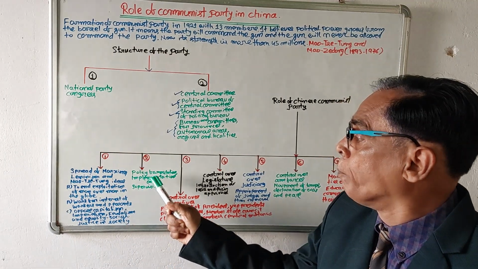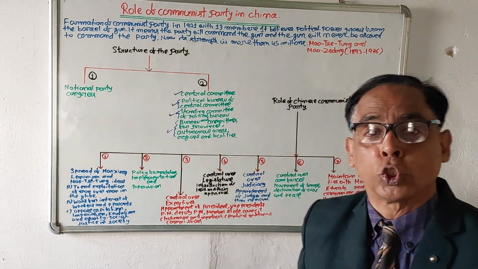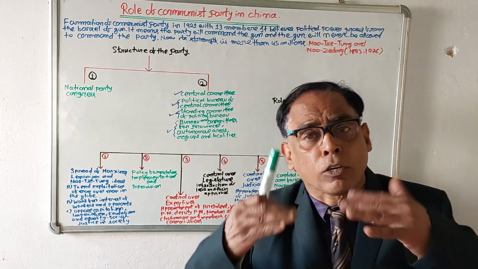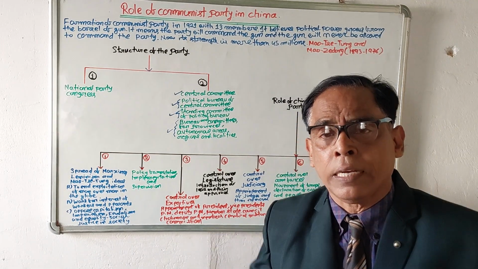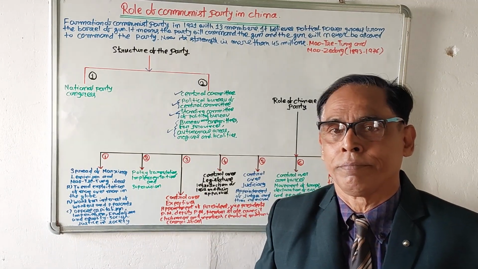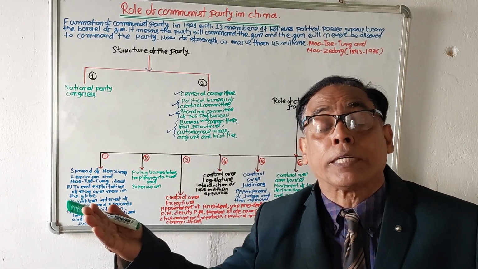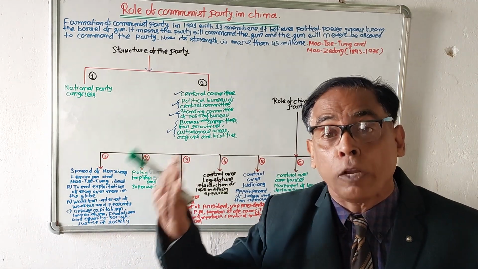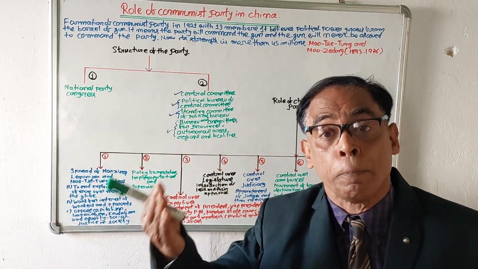Number two, policy formulation and implementation supervision. Another crucial function of the Chinese Communist Party is to frame the policy of the country, to implement the policy of the country, and to supervise the implementation of the policy.